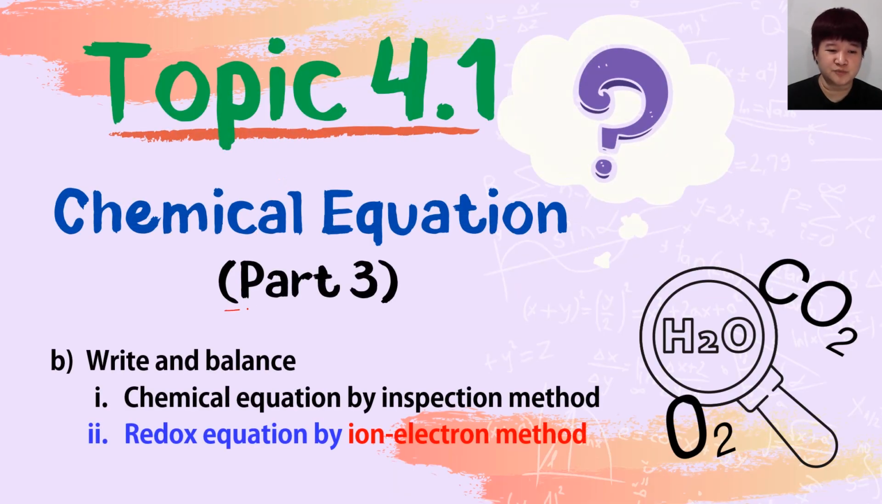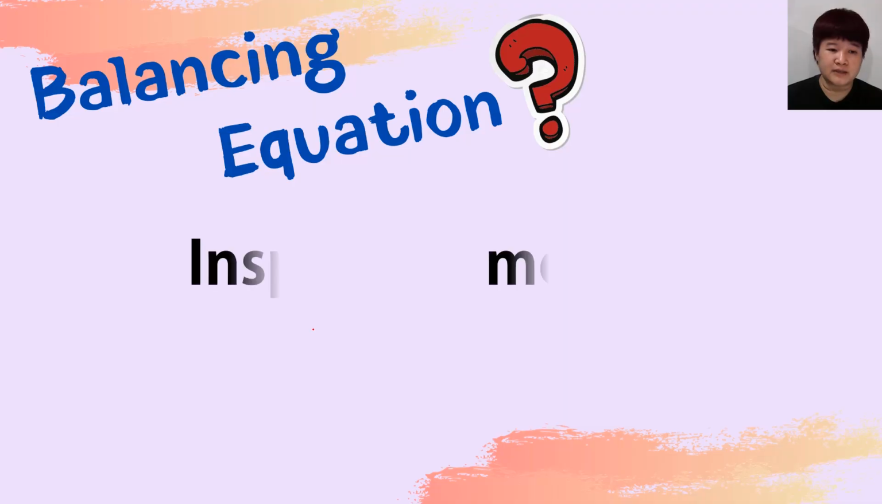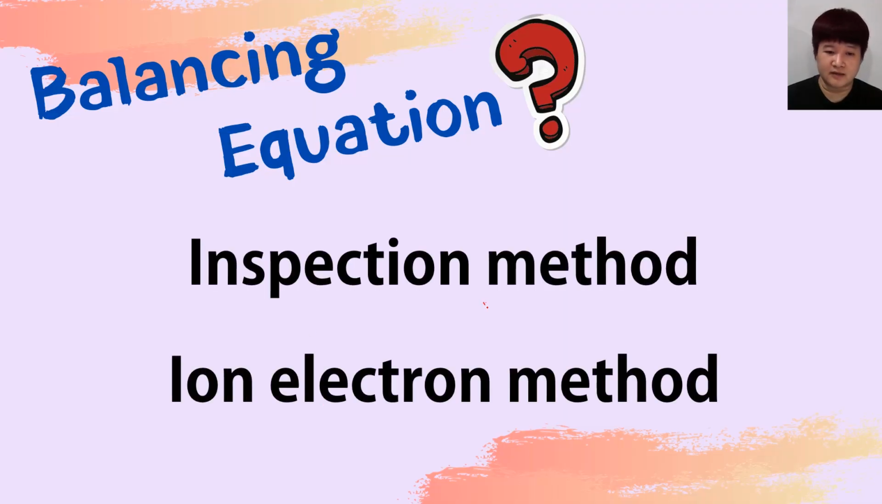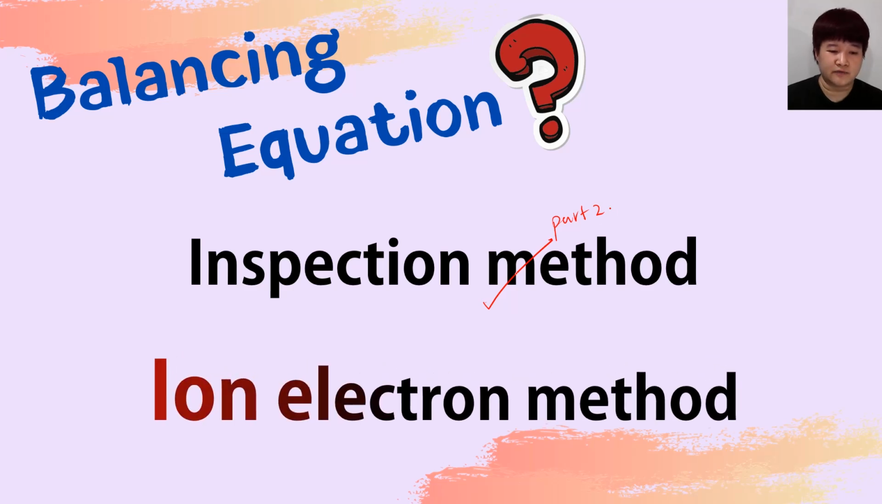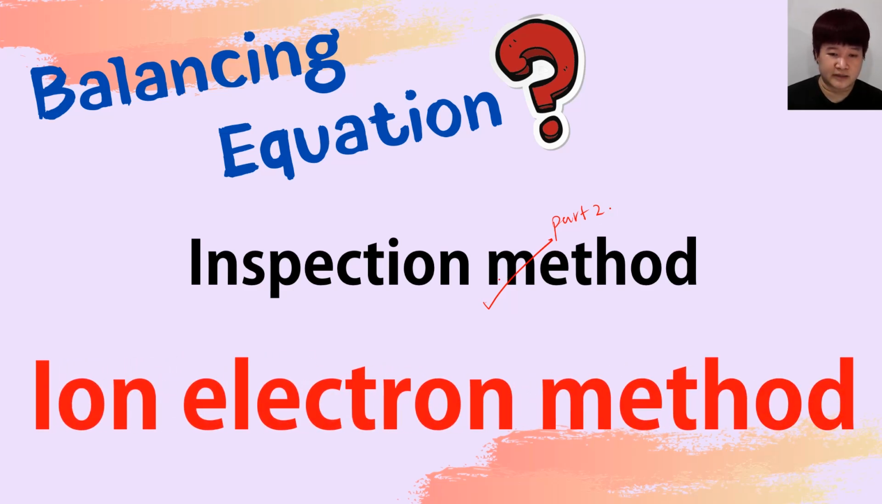We are moving to the last part of your topic 4.1, where we will talk about balancing equation by using the ion electron method. So we know that balancing equation has two methods, and we have done the inspection method in your part 2 video. And today we will look at your ion electron method. The ion electron method is separated into two because we can have it in acidic medium and also in basic medium.